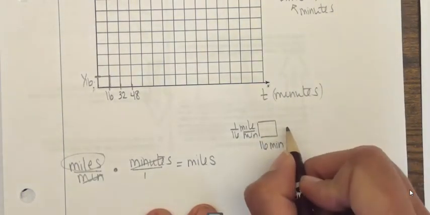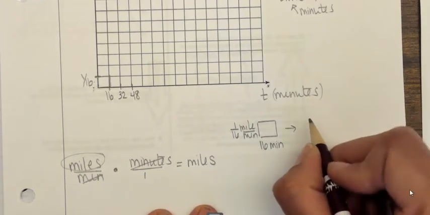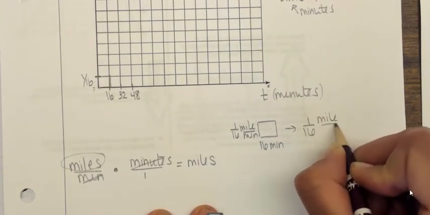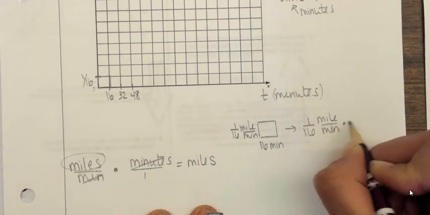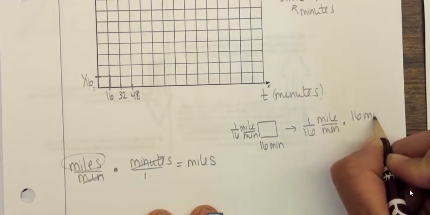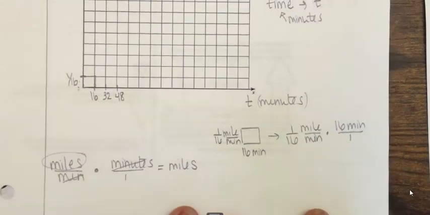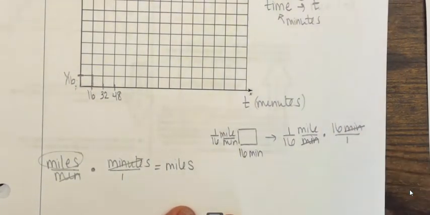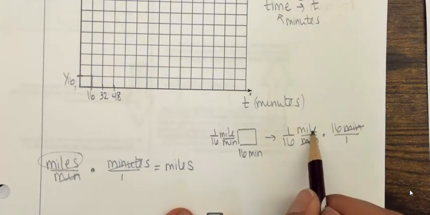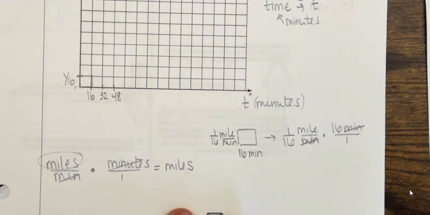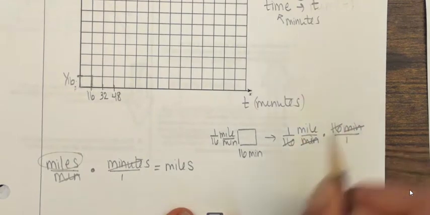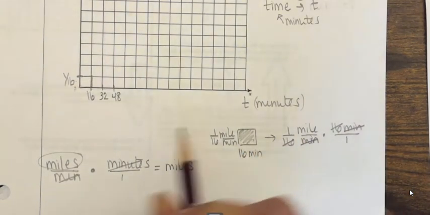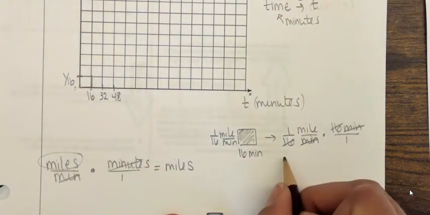If I find the area of one of these squares, I've got 1/16 of a mile per minute times 16 minutes, over 1. Look what happens here. The minutes reduce, so I'm left with miles as my units. And so did the 16ths. So I'm just left with 1 mile. So 1 square in this graph represents 1 mile.